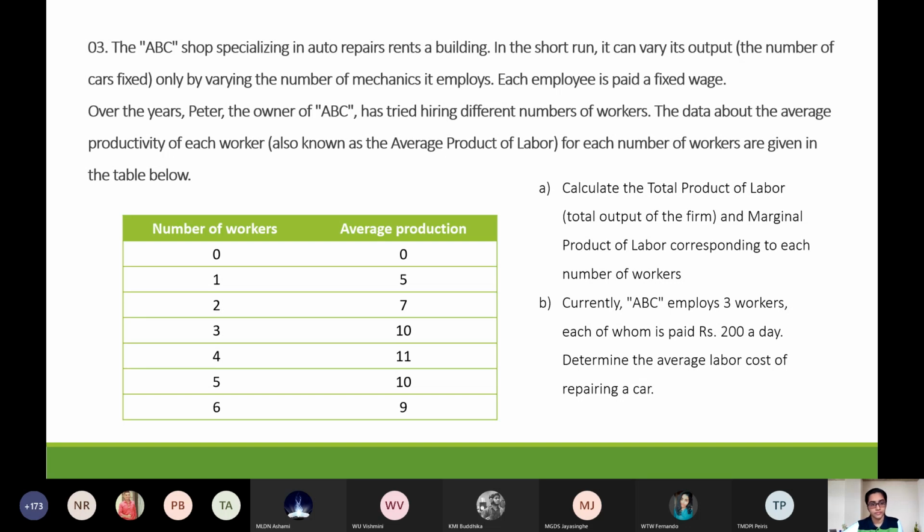Yeah. Okay. Now we will have to discuss the question. Okay. So your question is basically, don't be scared when you see the big text given at the start. Don't be scared of questions like this. Right? Okay. So the ABC shop specialized in auto repairs rents a building. Okay. In the short run, it can vary its outputs, the number of cars fixed, only by varying the number of mechanics it employs.